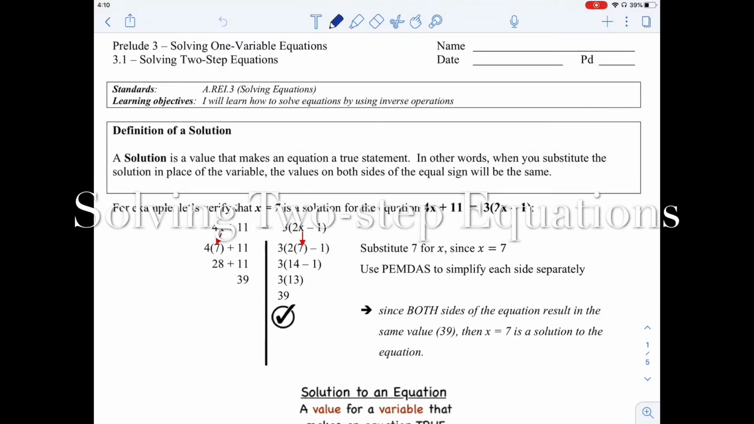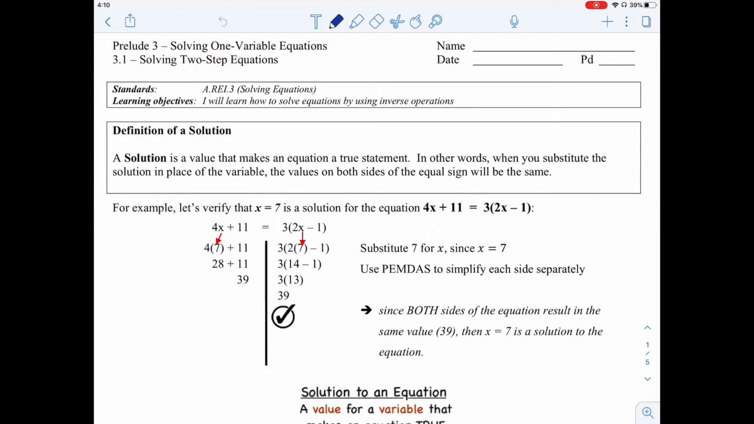Hey everyone, so I want to give you a breakdown of 3.1, which is solving two-step equations. For this one, we start in a new standard, which is A.REI 3, solving equations. And in this section, we'll learn how to solve equations using inverse operations.